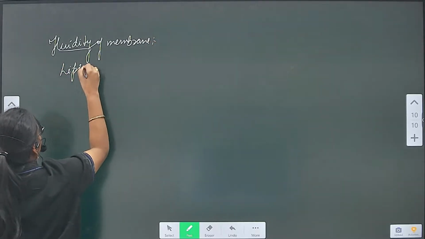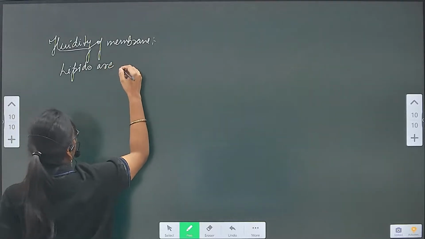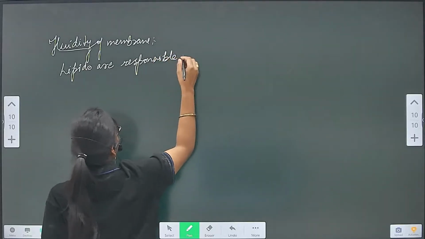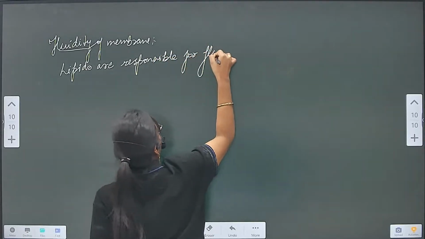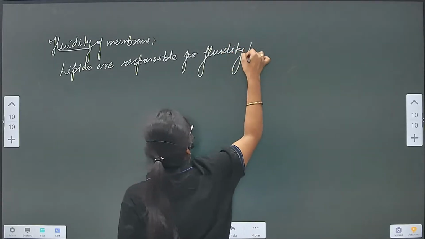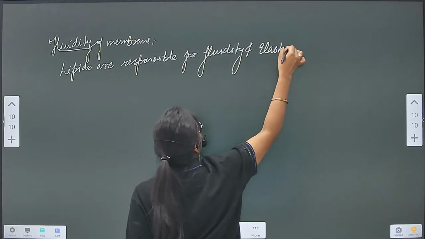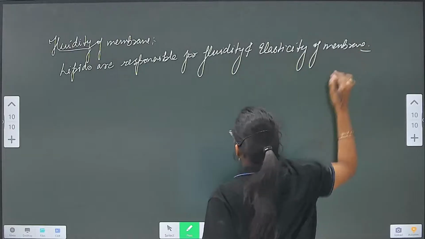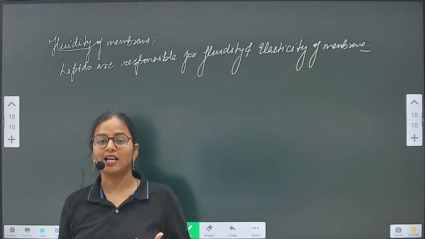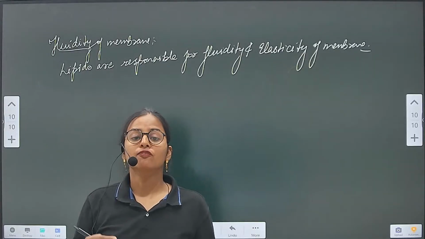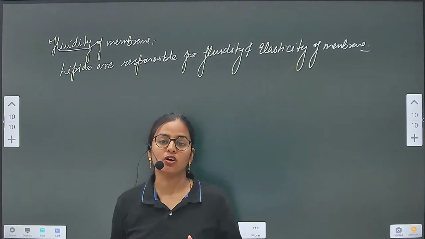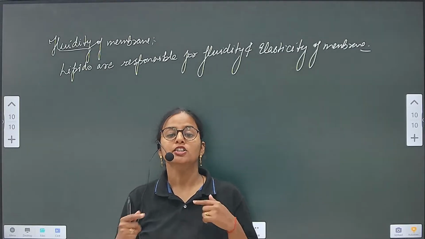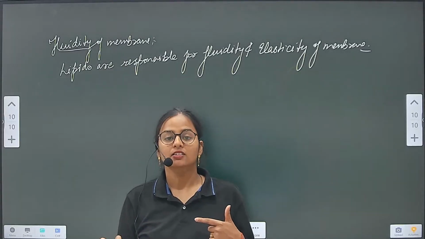Okay, what do we write? Lipids are responsible for fluidity and elasticity of membrane. That means the lipids are the substance in the plasma membrane which provides the fluid nature or the fluidity of the membrane, or the flexibility or the elasticity of the membrane, over which the proteins can also move and also the molecules can move across the membrane.